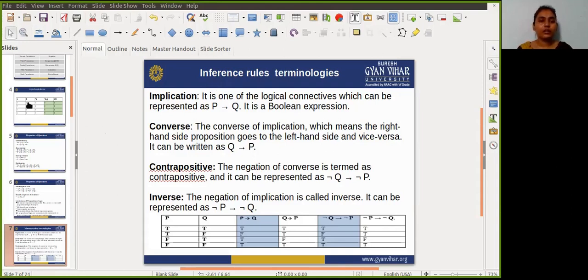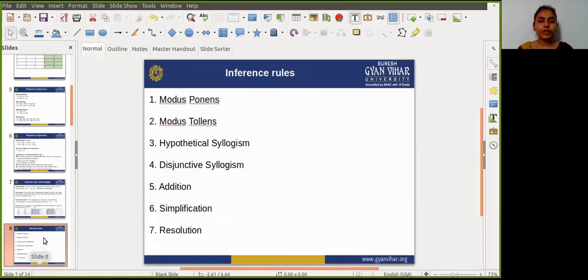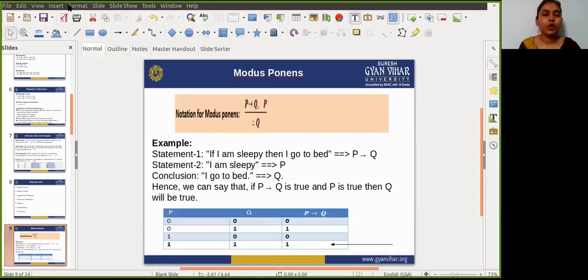So let's understand how many types of rules of inference are present. These are the types of rules of inference. First type is modus ponens. Second type is modus tollens. Third is hypothetical syllogism, and the fourth is disjunctive syllogism, and fifth is addition, sixth is simplification, and seventh is resolution. So first, understand what is modus ponens.